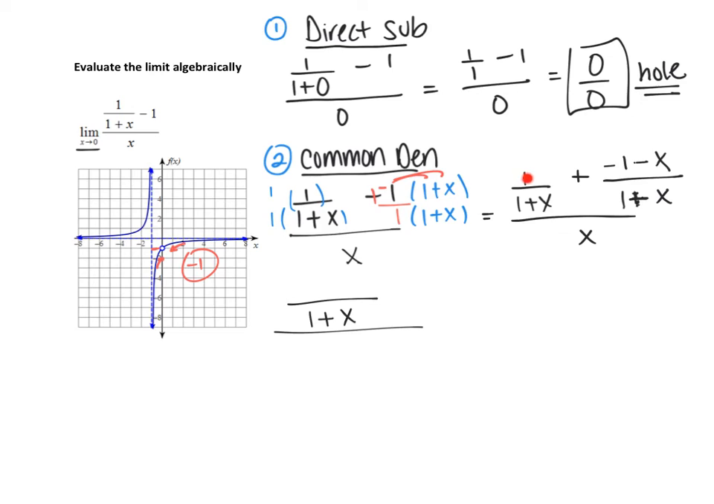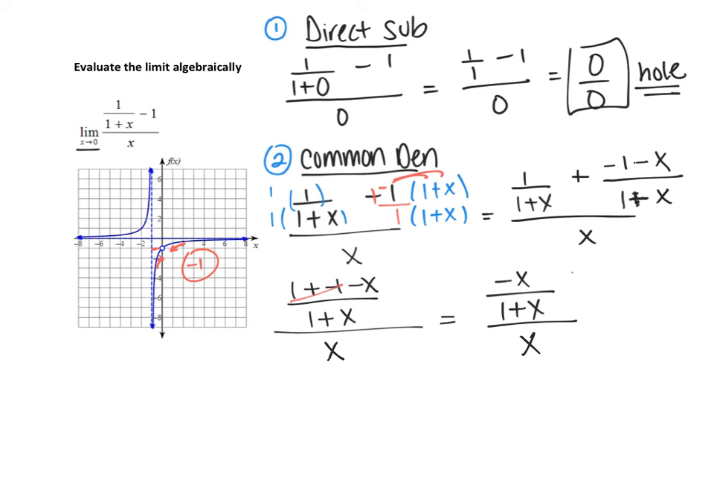So it's 1 plus negative 1 minus x. So all of this. And you should notice that this 1 plus negative 1 will cancel. So I'm left with negative x over 1 plus x all over this original value of x. So this x is here and here.